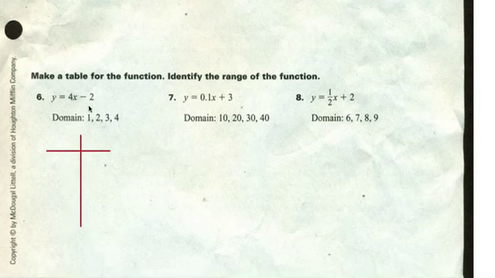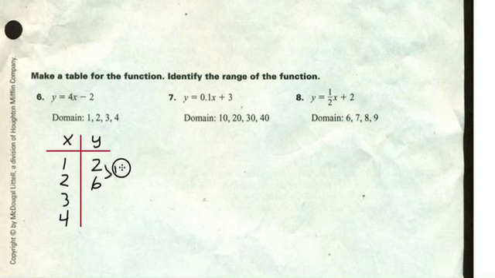Okay. We know that this is our input. That's our output. So our domain is our set of inputs. And then we just simply substitute those x's into our equation. So 4 times 1 is 4, minus 2 is 2. 4 times 2 is 8, minus 2 is 6. And so you can see from our pattern right here, we're adding 4, which of course matches our slope. So we can just continue that pattern down here. Okay? We know that our y is our range.